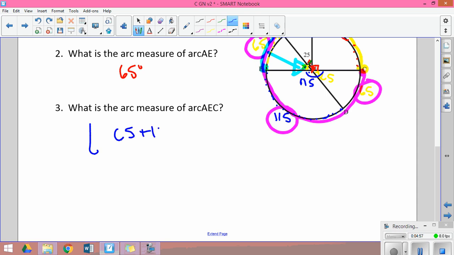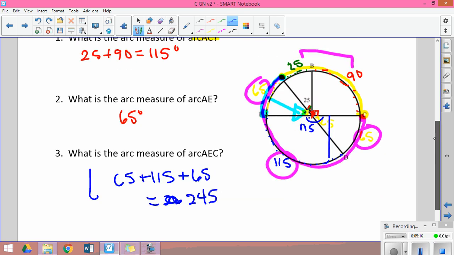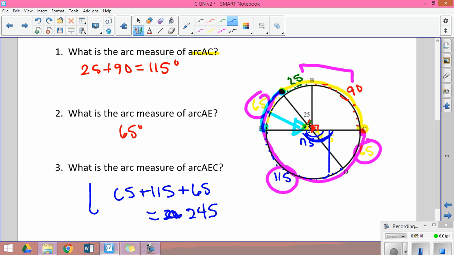And so the measure of this arc is 65 plus 115 plus 65, and so that arc ends up being 245, sorry, 245. You also could have seen or shortcutted that these two together are 180 plus 65. So lots of different ways to see how to get the answers.